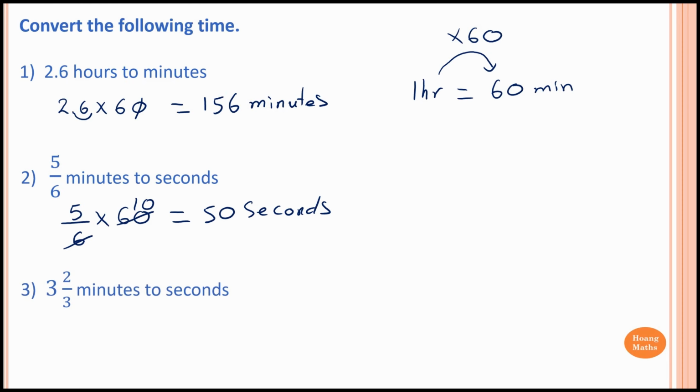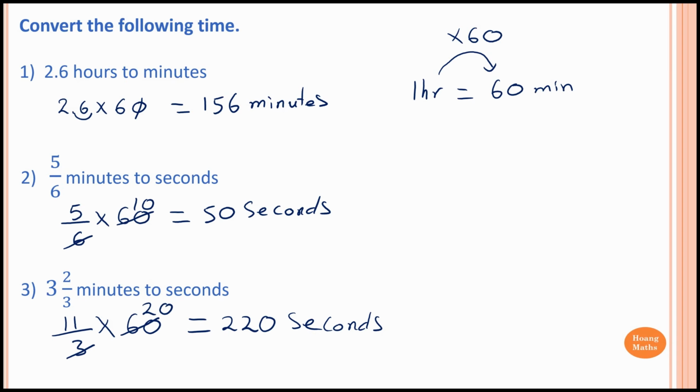Next one. 3 2/3 minutes. So to do this, first of all, we convert this into an improper fraction. So you go 3 times 3 is 9. And 9 add 2 is 11. So 11 over 3. So 11 over 3 times by 60. So we go 60 divided by 3 is 20. And 11 times 2 is 22. And we need to add this 0, of course. So which is equal to 220. And the unit is seconds.